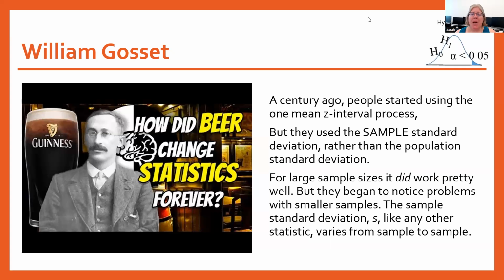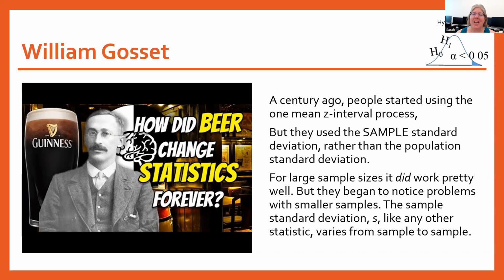While statistics has been around in one form or another for a very long time, the modern field of statistics really came about in the early 1900s. A century ago, people started using the one mean z interval, like we learned in chapter 16, but instead of using the population standard deviation, which they didn't have, they replaced it with the sample standard deviation, hoping that it would work about the same. And for large samples, it did work pretty well. But for small samples, there were issues.